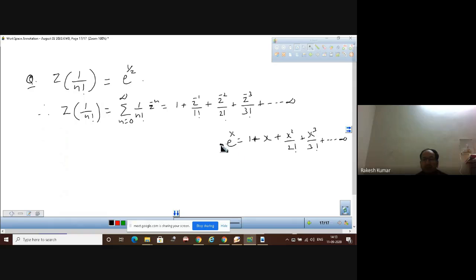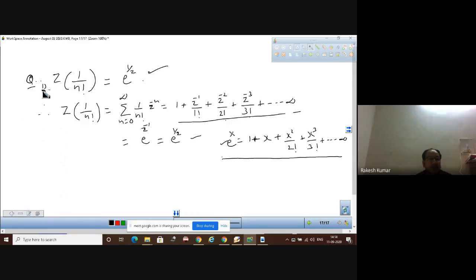So we just compare this formula with this series, and you will be able to apply the formula. You will see that the value of x comes out to be z inverse. So e raised to power z inverse will be e raised to power 1 over z. So this is what we wanted to prove. A very important formula we are using, the exponential series. So this is as we require.